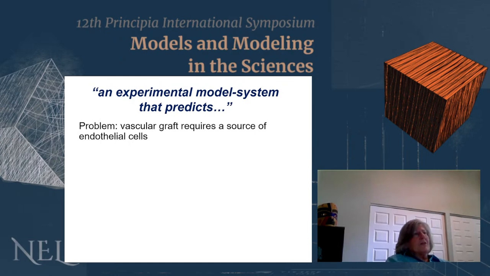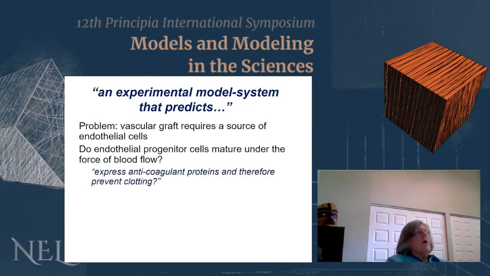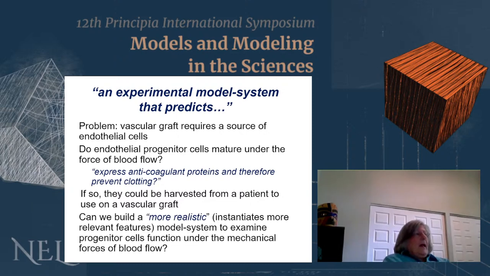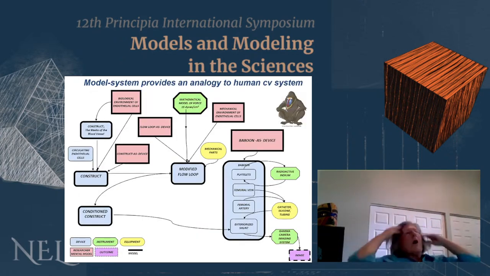The problem is that a vascular graft requires a source of endothelial cells. We have progenitor cells in our bodies. They're immature cells all the time. Can they be made, under the force of blood flow, to express the anticoagulant proteins and therefore prevent clotting? So could my progenitor cells be used to make me a graft? Could they be harvested from a patient? The way in which they express that is, can we build a more realistic model system? That is, one that instantiates more relevant features to examine the progenitor cell's function under the mechanical forces of blood flow. And so they created this complex system.